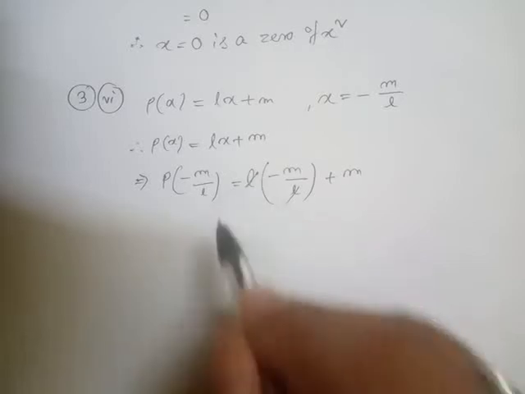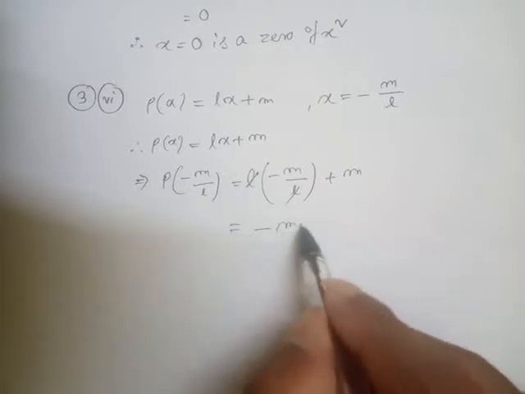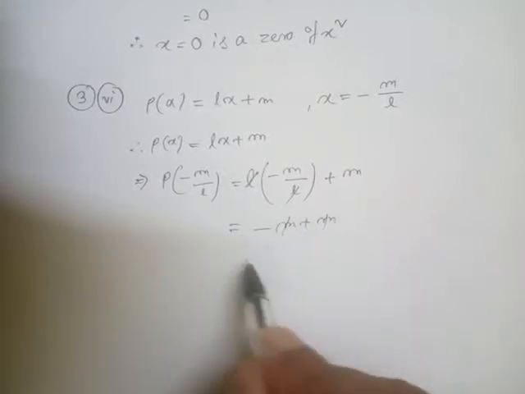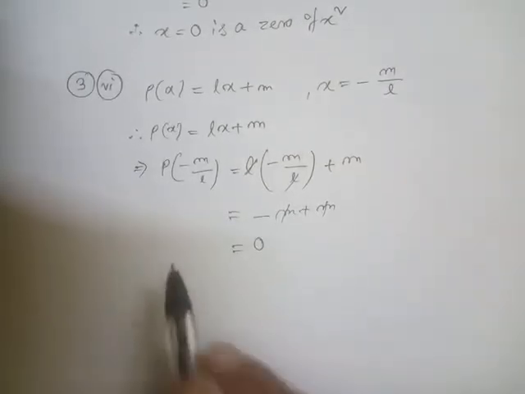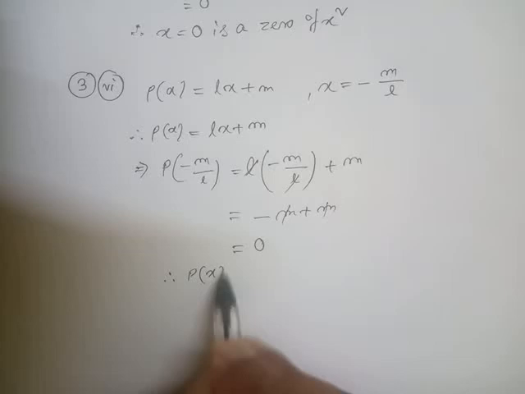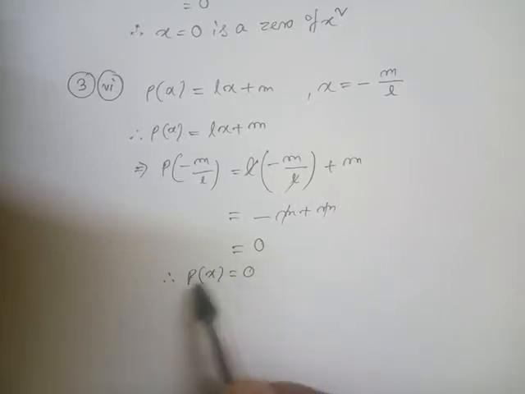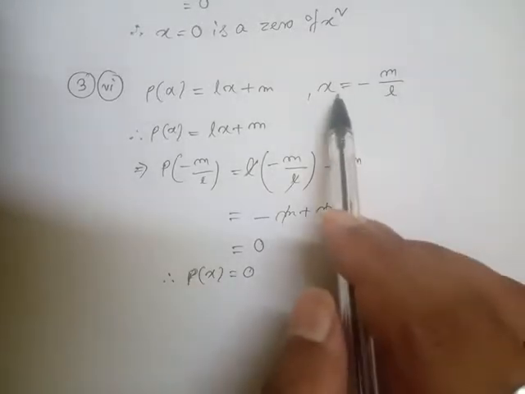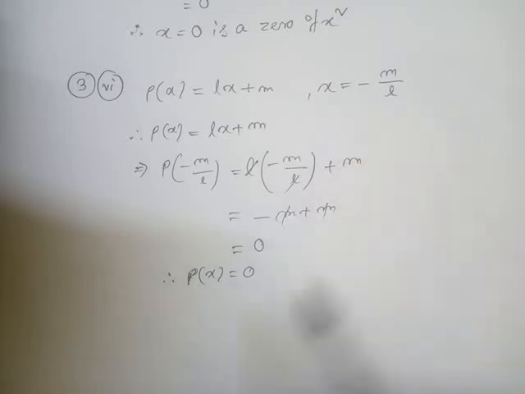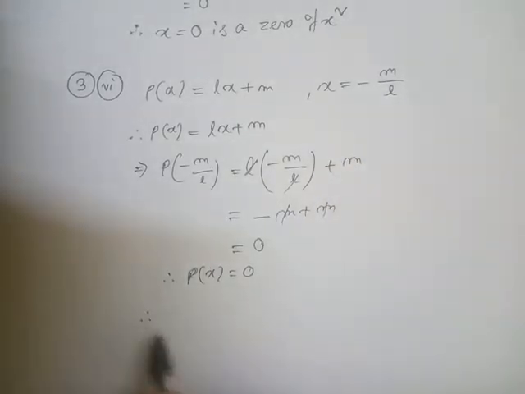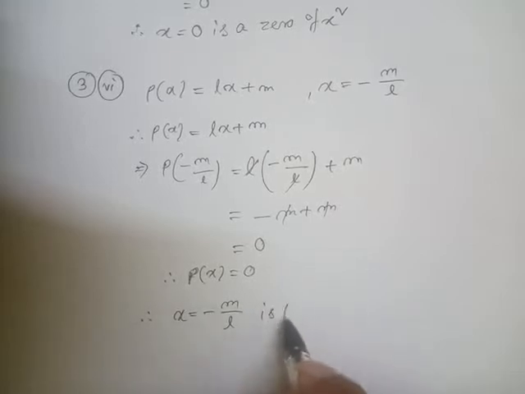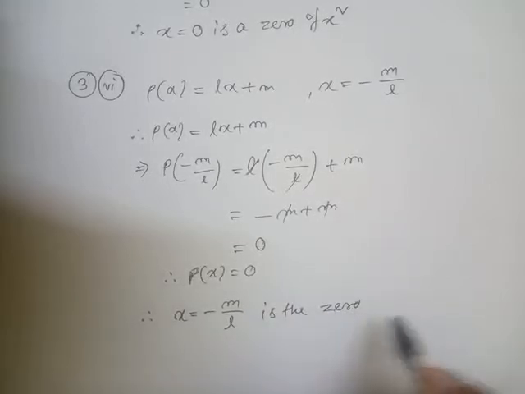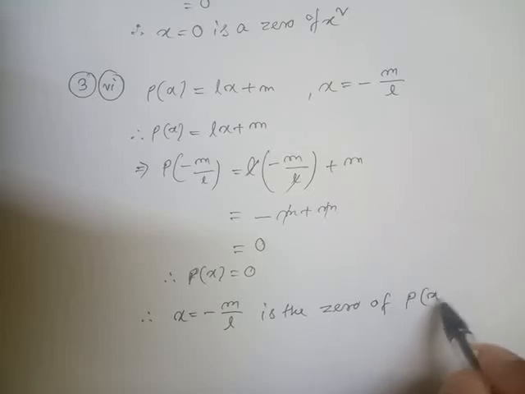Now look, l and l cancel, so here it is minus m and plus m, so cancel these two, the answer is 0. So students, it is clearly seen that p(x) equal to 0, and if we put the value of x as minus m by l, then p equal to 0. So we can say that therefore x equal to minus m by l is the zero of p(x). This is the answer of 3 part 6.